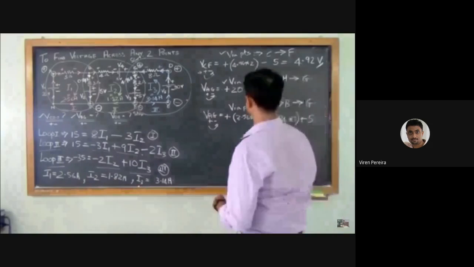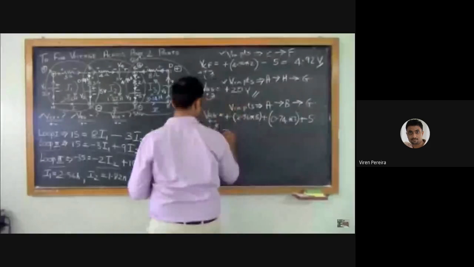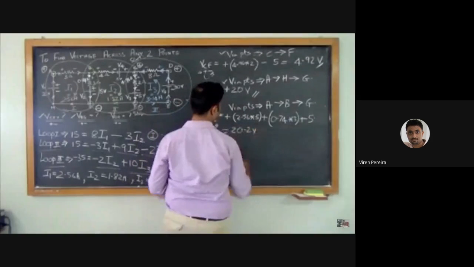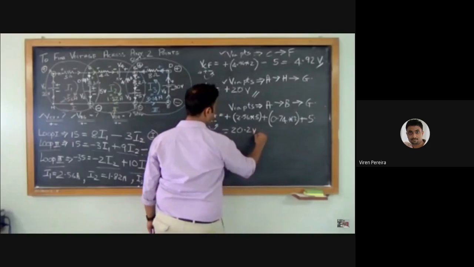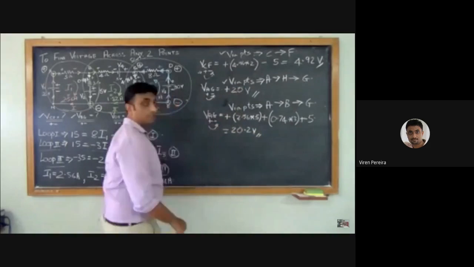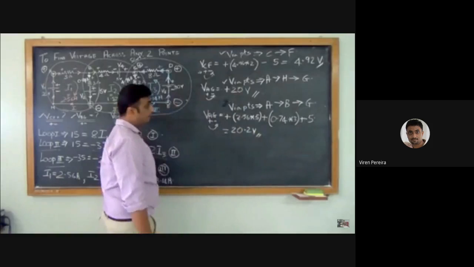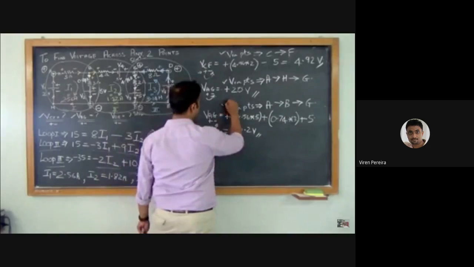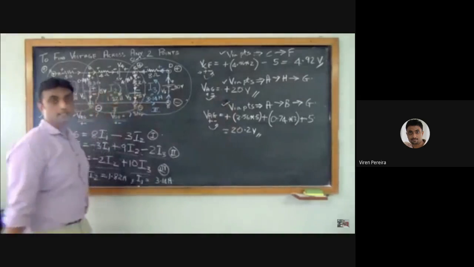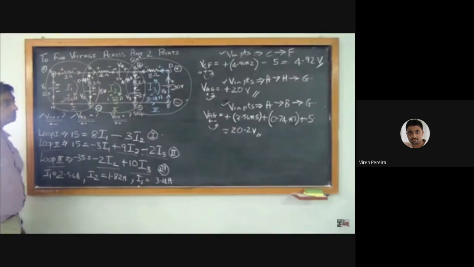So this is equal to 20.02 volts, which is nearly equal to 20 volts. So this 20 volts is matching with this. So again, I'm confirmed of this technique. The consistency of this technique is again proved.